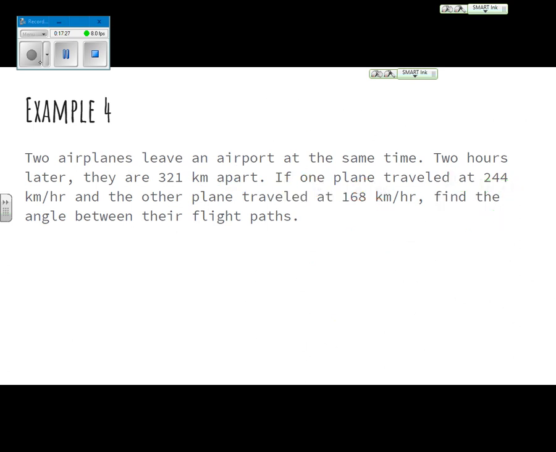Now, they'd have to give you a drawing on this one. I don't see how they would get around it, okay? But I'm going to give you some word problems to work on this week and this weekend as well, okay? So 2 airplanes leave an airport at the same time.